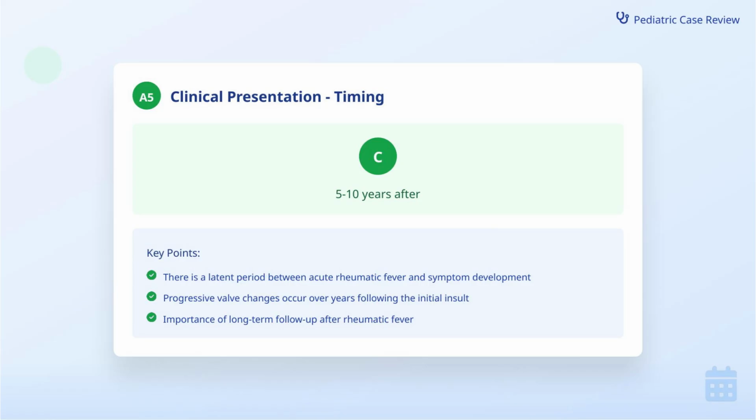Option D is also incorrect because while rheumatic mitral stenosis can certainly persist into adulthood, symptoms often begin in late childhood or adolescence, not exclusively in adulthood. This latent period emphasizes the importance of long-term follow-up after rheumatic fever, even if the child appears well initially, to detect and manage cardiac complications before they become severe.